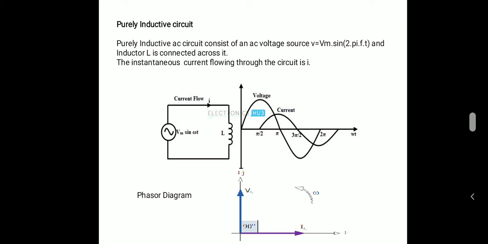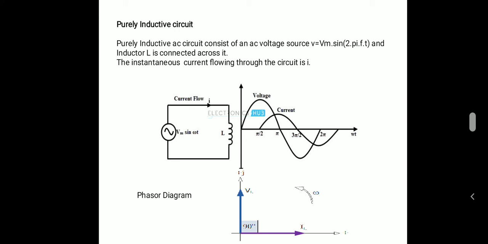This is because of a property of the inductor: if an alternating voltage is applied across the inductor, then the current flowing through the inductor lags behind the voltage by 90 degrees. So you can say in two ways that voltage leads current by 90 degrees, or current lags voltage by 90 degrees. Voltage is always ahead by pi by 2 radian than the current, so that's why we get this kind of waveforms.